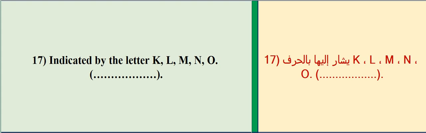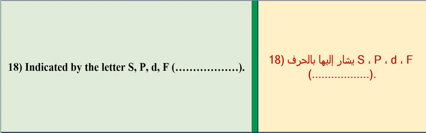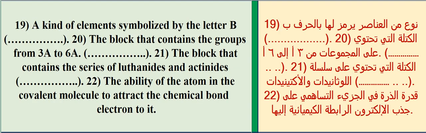17. Indicated by the letters K, L, M, N, O. 18. Indicated by the letters S, P, D, F. 19. A kind of elements symbolized by the letter B. 20. The block that contains the groups from 3A to 6A. 21. The block that contains the series of lanthanides and actinides.